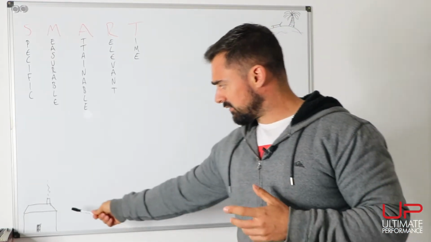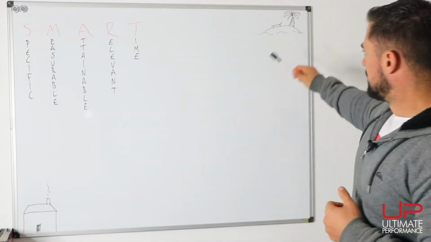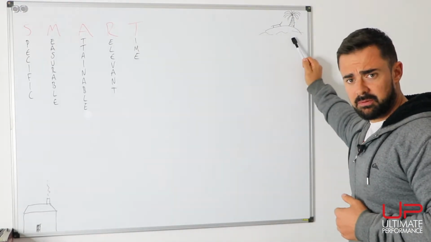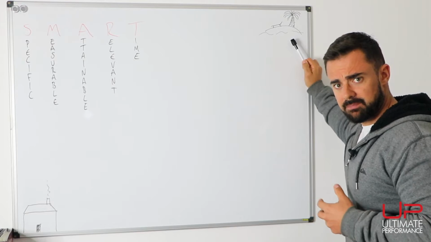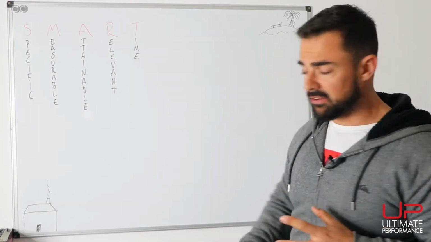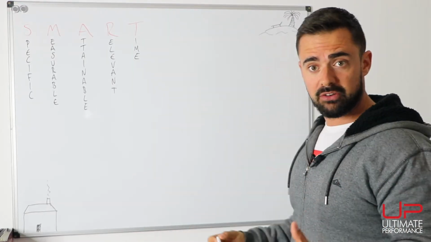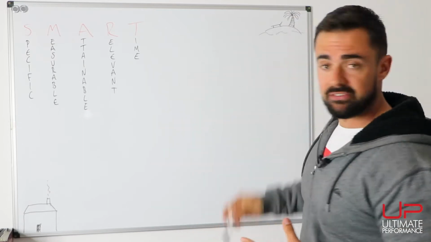As you can see, from the little house in the corner to the palm tree and desert island up on top. So let's say we are going on holiday. The first thing you need to do when setting a goal is pick a start and end point. Your start point is where you are now. Your end point in this case is the holiday, okay?